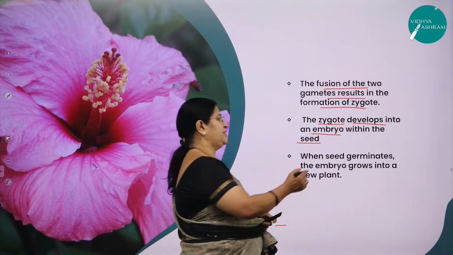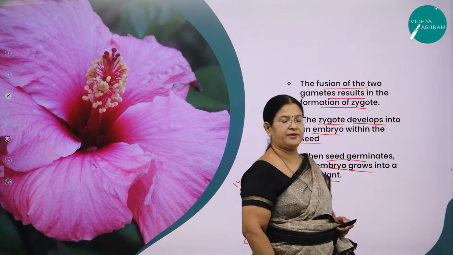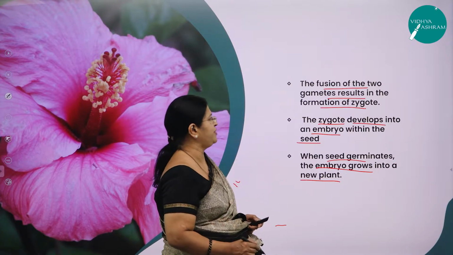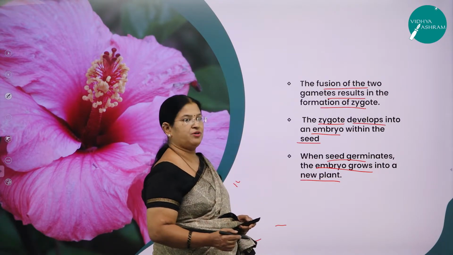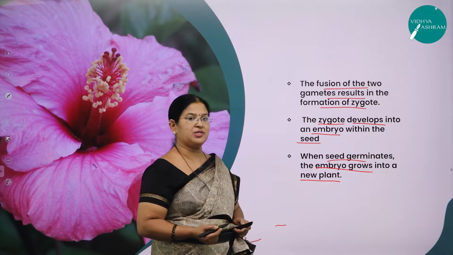So what will happen when the seed germinates? The embryo grows into a new plant. Right. So as I said, the fusion of two gametes, that is a male gamete and the female gamete, results in the formation of a zygote. The male gamete is called stamen and the female gamete is called carpel.